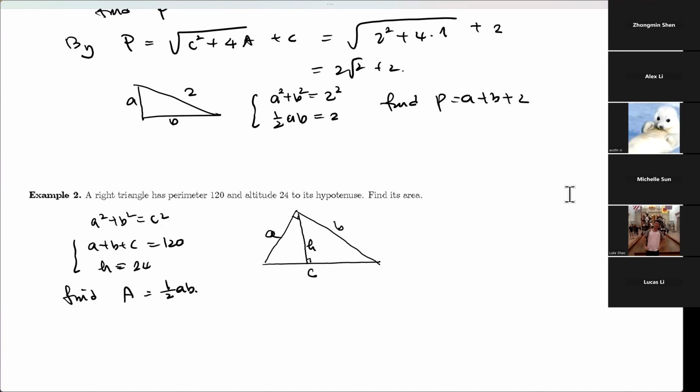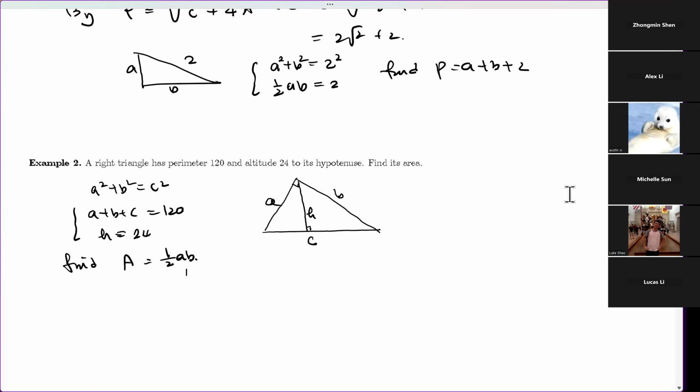All right, so first of all, you use the following identity. The area can be calculated in two different ways, right? So that is the area, but the area is also H times C over 2. We already know H, so AB equals 24C. So that's the relationship between AB and C, right?